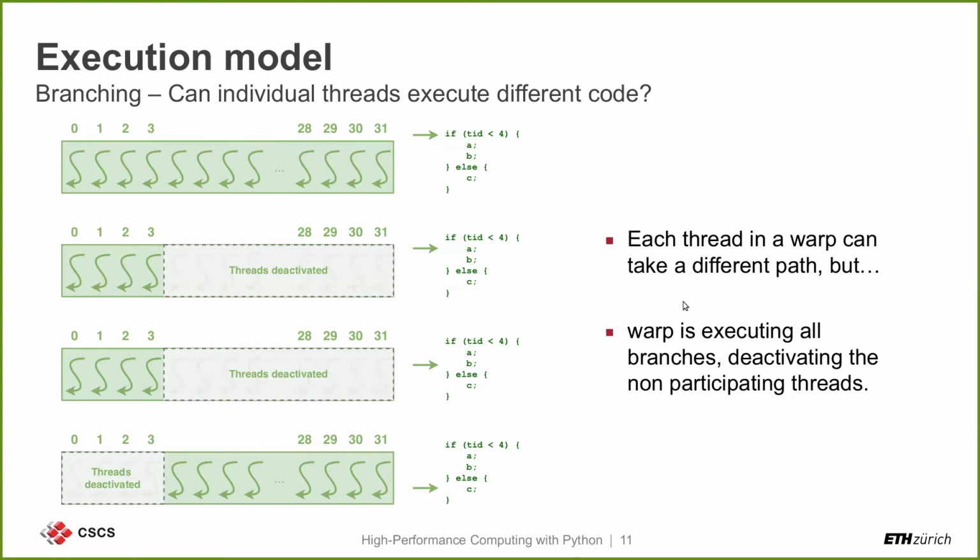So each thread can take a different path, but since we have the branching here and the warp executes a single command synchronously among all its threads, some threads are deactivated. The threads that are active execute the instruction, the threads that are not active don't do anything, and then the other threads execute the command that we need.